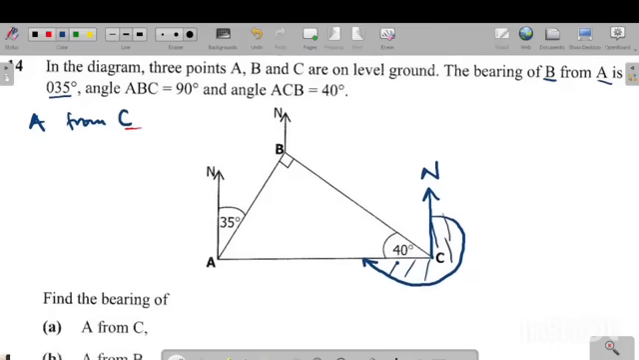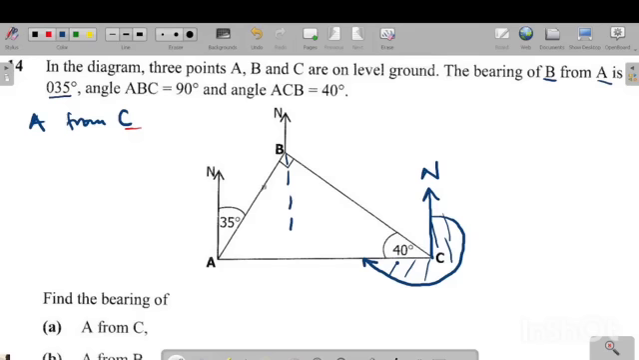Now, how are you going to find this bearing? You need to know this angle here for you to find this bearing. So for you to know that angle, we are going to consider extending this north here like this. You can see that this north and this north are parallel lines, and this is a transversal.